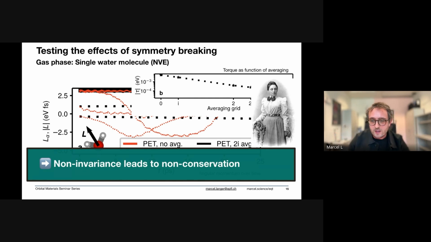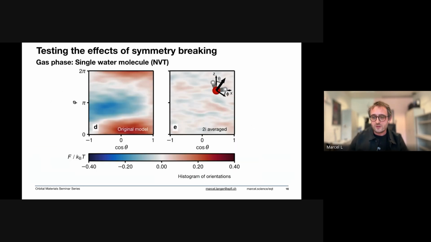But of course, the question is, how much does this matter in practice? So the next thing we did is we took the same water molecule and now did simulations at fixed temperature, at 300 Kelvin, and just let it run for a long time. And then we made a histogram of the absolute orientation of the single water molecule over time, by defining a vector in the middle of the hydrogens and then plotting this histogram on the two angles that characterize this vector. These are the maps that you see here.